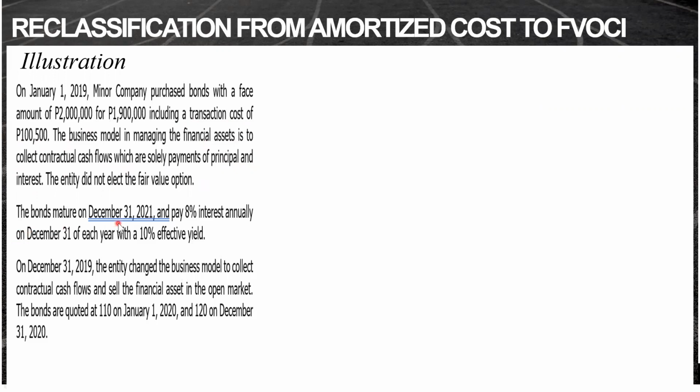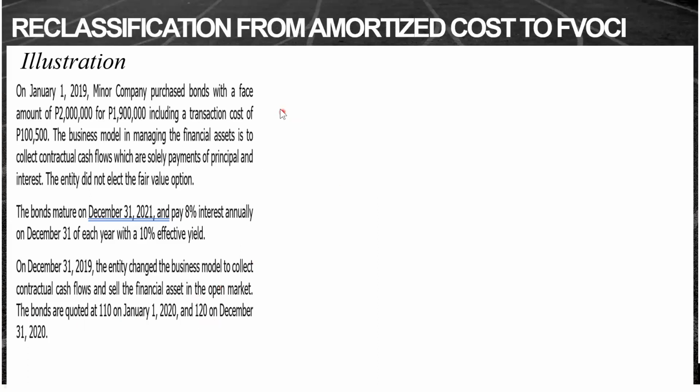So, the bonds mature on December 31, 2021, and pay 8% interest annually. So, 8% here is our nominal interest rate. On December 31 of each year with an effective yield of 10%. So 10% is our effective interest. So on December 31, 2019, the entity changed the business model to collect contractual cash flows and sell the financial asset in the open market. The bonds are quoted at 110 on July 1, 2020 and 120 on December 31, 2020.